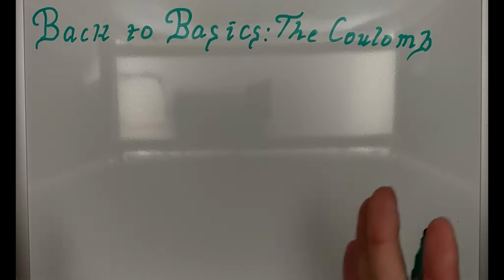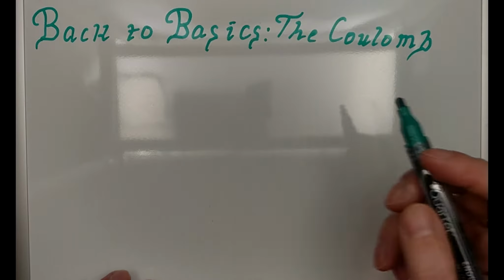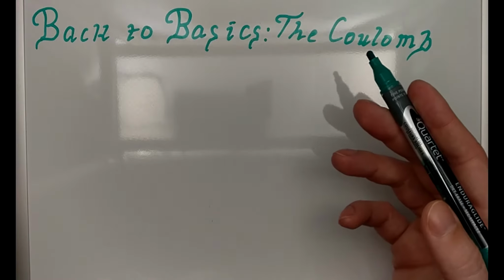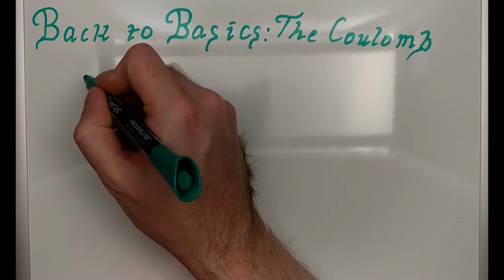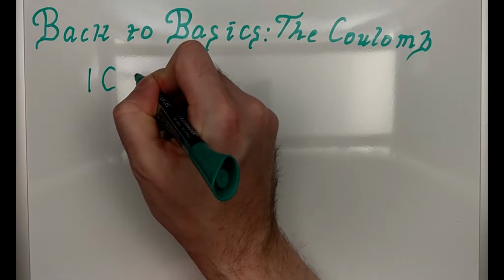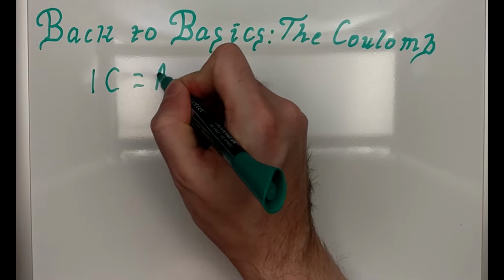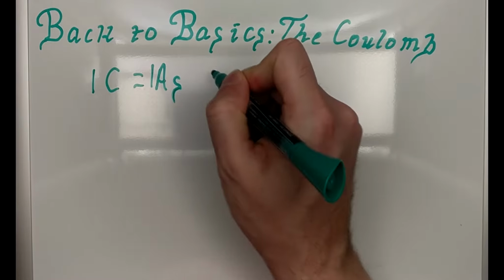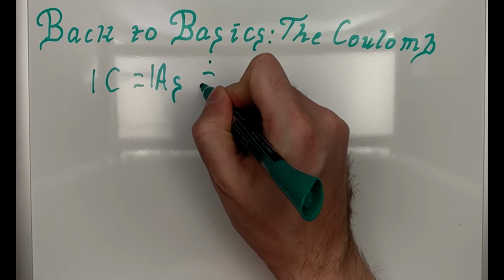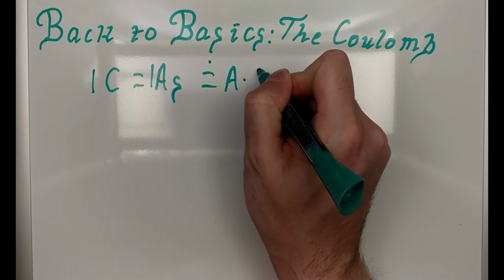Anyway, so the Coulomb is the SI unit of electric charge that is defined as being the amount of charge transported by a constant current of 1 amp in 1 second. So 1 Coulomb equals 1 amp second, or amps times seconds.